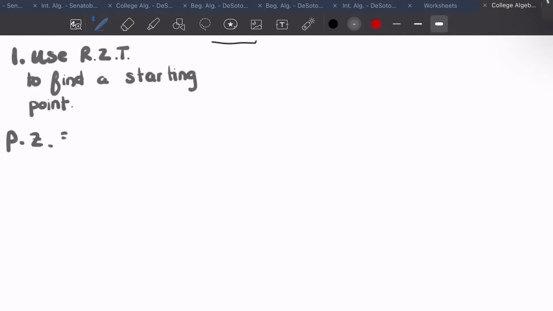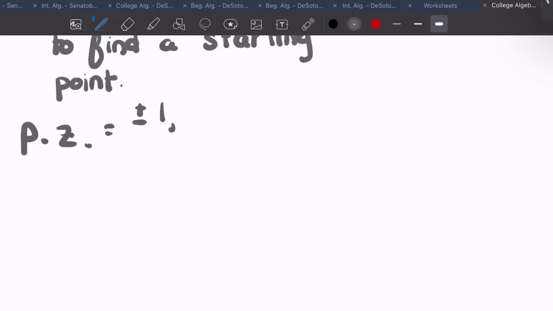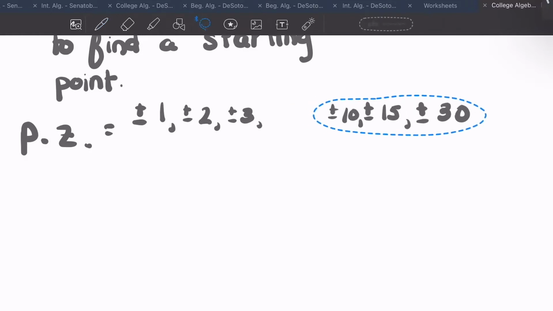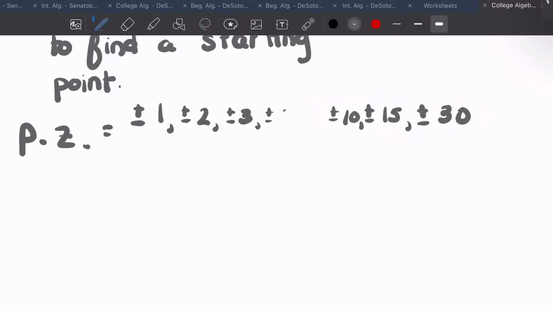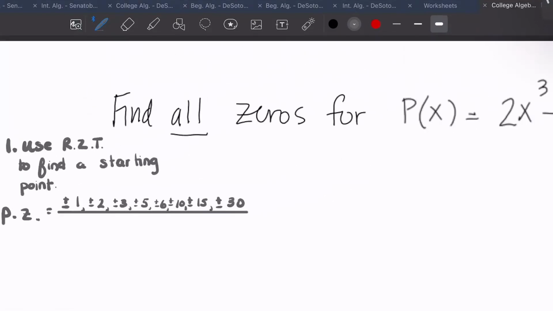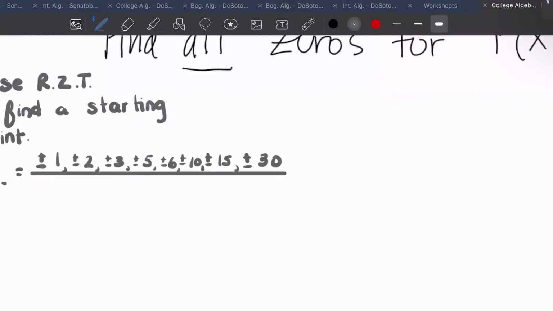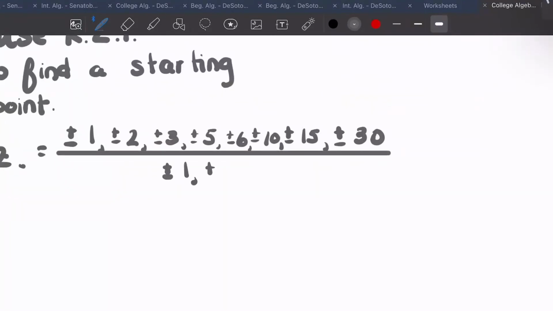That has quite a few factors. So 1 and 30, 2 and 15, 3 and 10, and 5 and 6. Now you need to do factors of the leading coefficient, which should always be a little bit easier. It's 2, so you just have plus or minus 1, plus or minus 2.